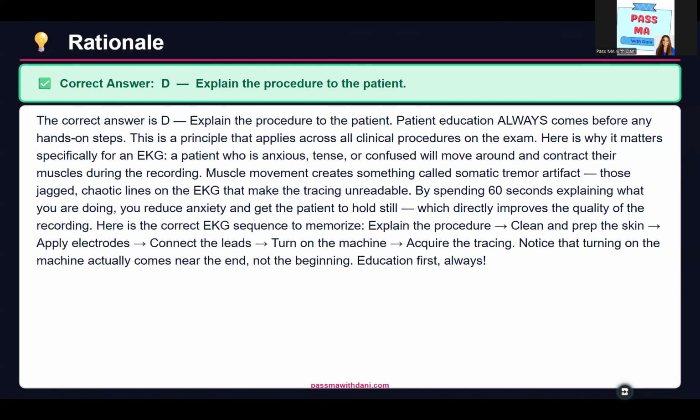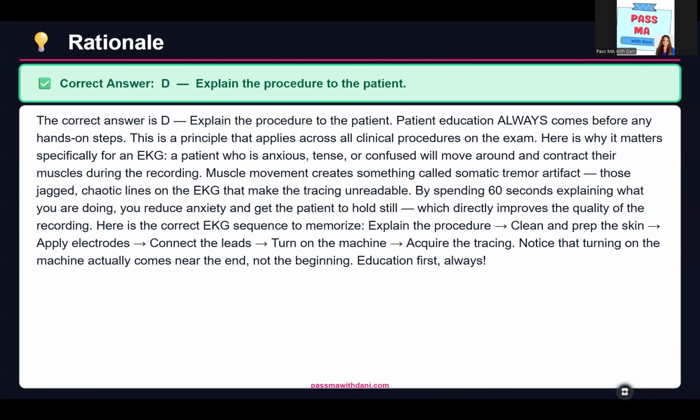If this happens, you're going to see a somatic tremor. This is an artifact that will occur on the EKG. It's kind of like jagged, chaotic lines. This is going to make the tracing unreadable. We're going to see a somatic tremor and not the conduction of the patient's heart. So if you spend that extra minute or 2 explaining what you're doing to the patient, you're going to reduce their anxiety. You're going to get them to hold still. And this can improve the quality of the recording.